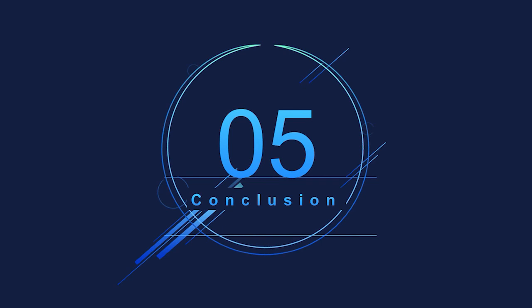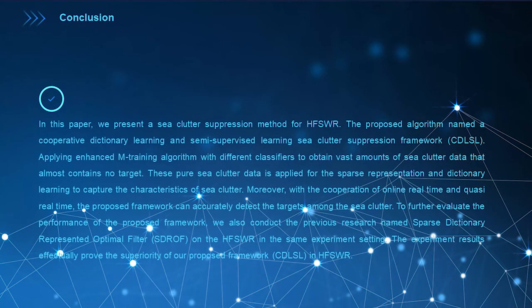In Section 5, Conclusion. In this paper, we present a C-clutter suppression method for high-frequency surface wave radar. The proposed algorithm is named the Cooperative Dictionary Learning and Semi-supervised Learning C-clutter Suppression Framework. It applies the enhanced M-training algorithm with different classifiers to obtain vast amounts of C-clutter data that almost contains no target.